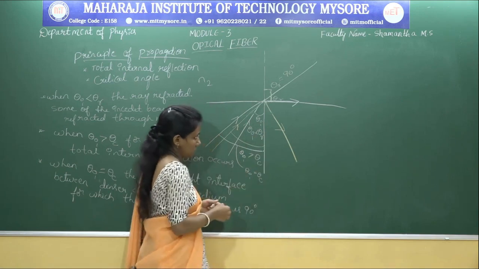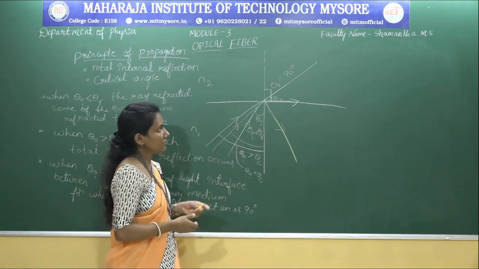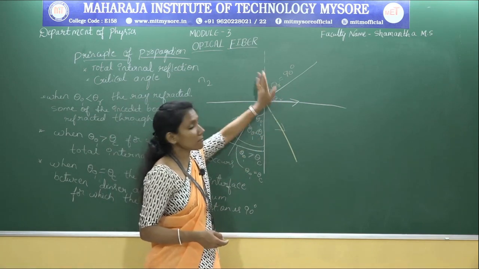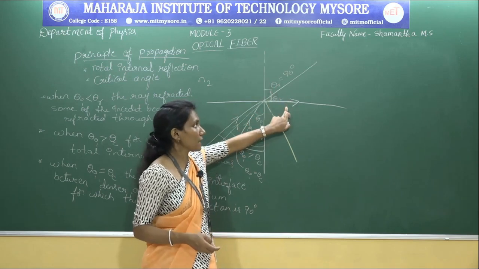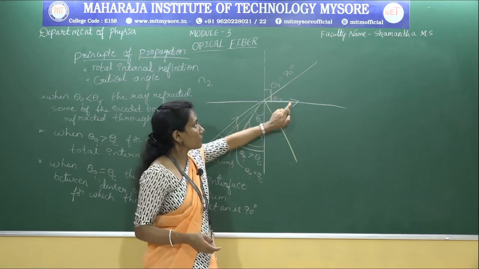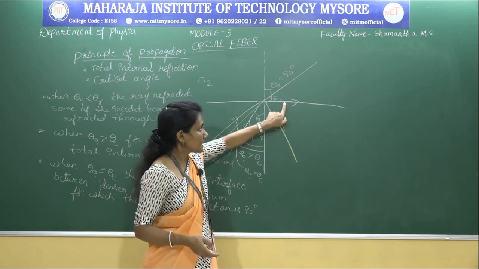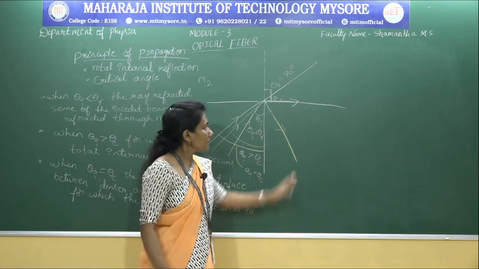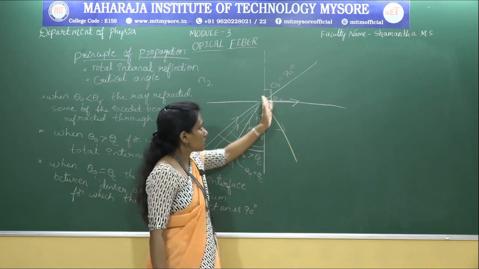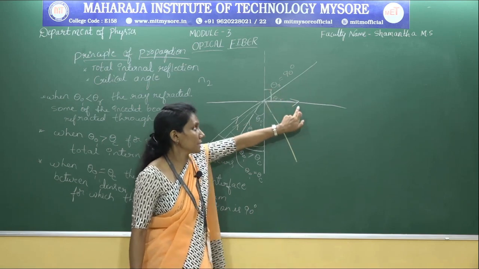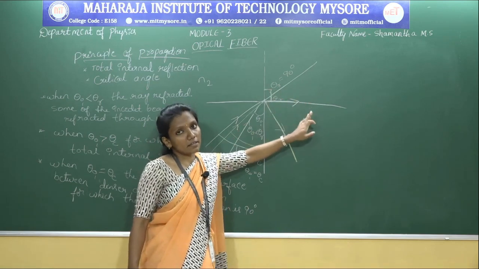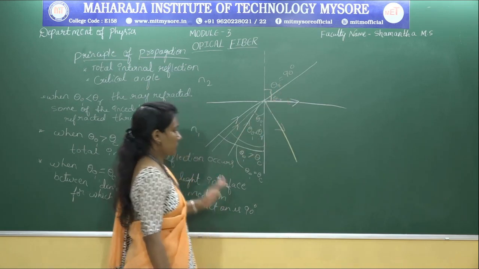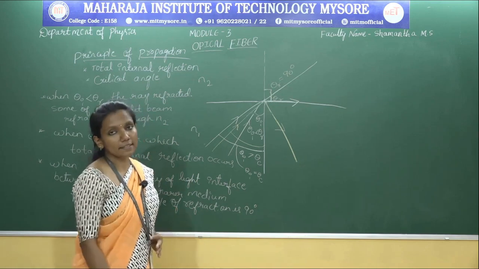So, here the ray of refraction is away from the normal line, at the interface between the two media, and that angle we also call the critical angle. The refraction takes place at the interface between the rarer medium and denser medium, for which the angle of refraction is 90 degrees. That we call the critical angle.